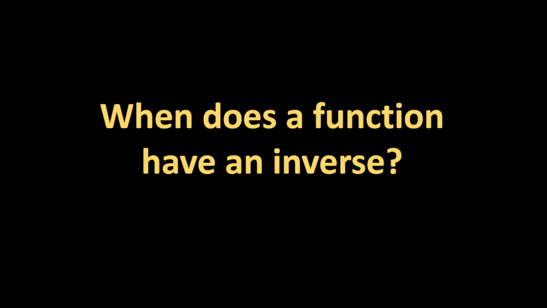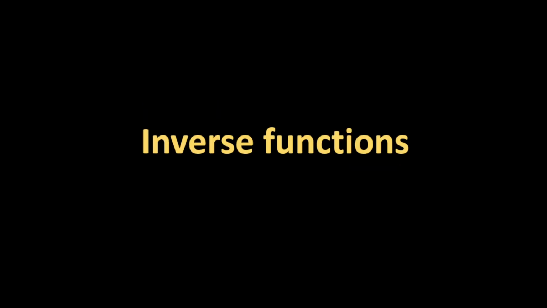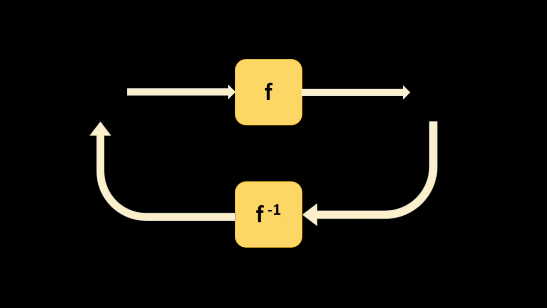All right, then, well, let's return to the initial question, which is, when does a function have an inverse? Okay, well, then to answer that, we need to just quickly think again about what an inverse function actually is. So what is an inverse function? Well, an inverse function looks something like this. Its job is to undo the operation of the original function.